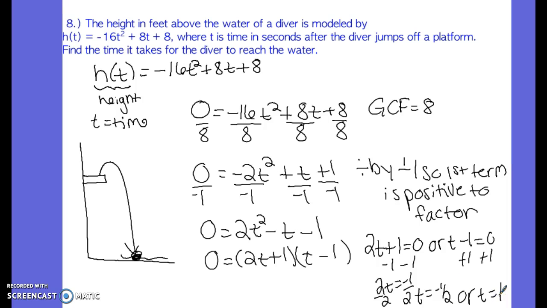I'm only going to use one of these. I'm eliminating it because you can't have negative time. No negative time. So your answer is t equals 1 second. So it takes him 1 second to reach the pool.